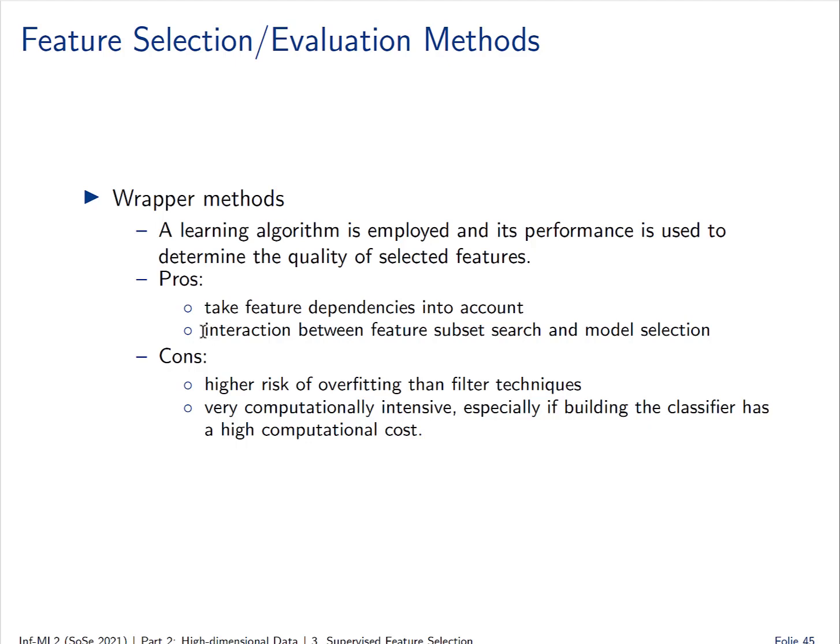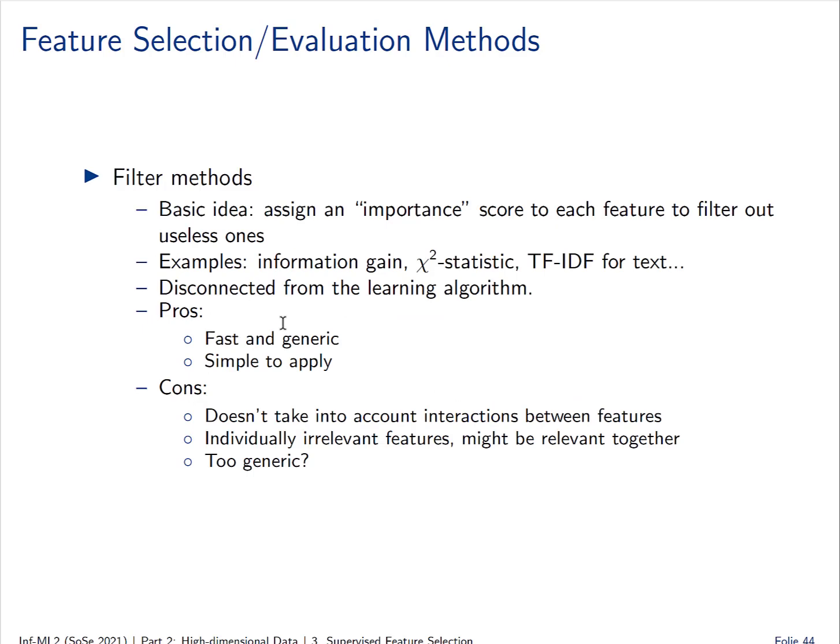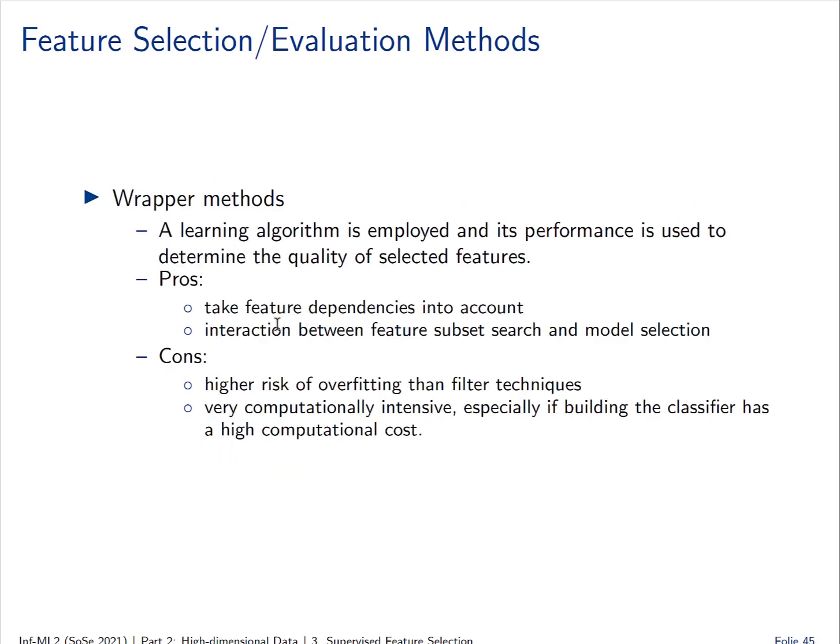So we have this interaction between the feature subset search and the model selection, which is beneficial, obviously. However, we have a higher risk of overfitting, because in general, if things are more generic, they are less overfitting. So the filter methods are extremely generic, not model specific. So the overfitting danger is minimized there. Here, we basically optimize for a learning model. That means that, of course, we may have a higher risk of overfitting.